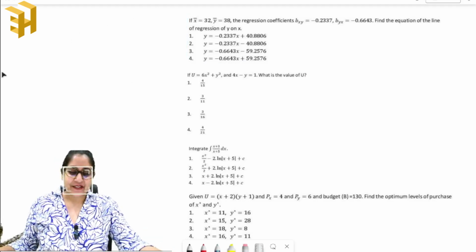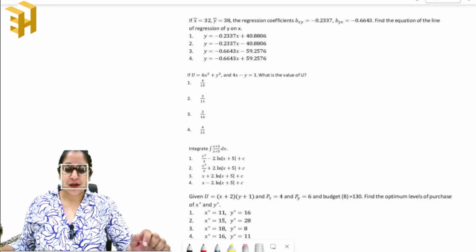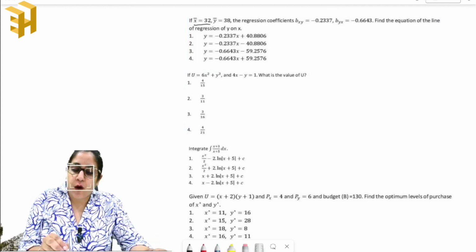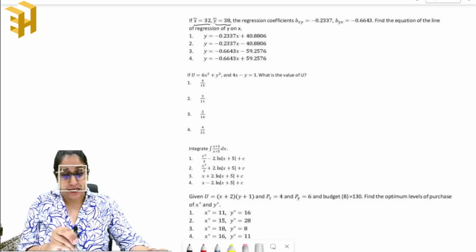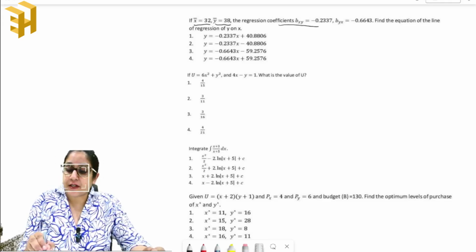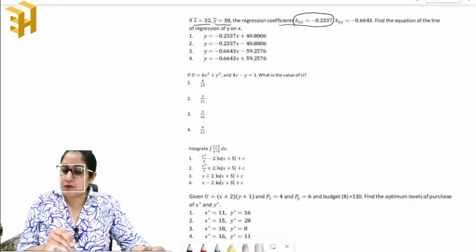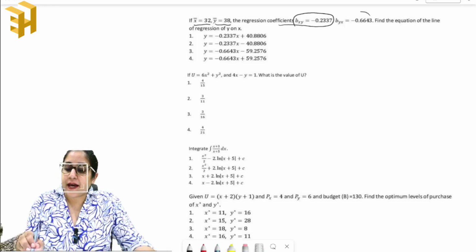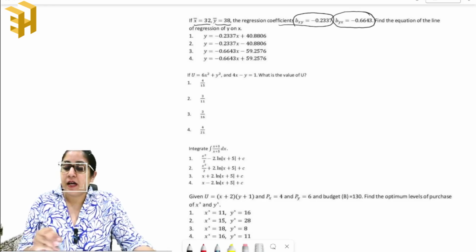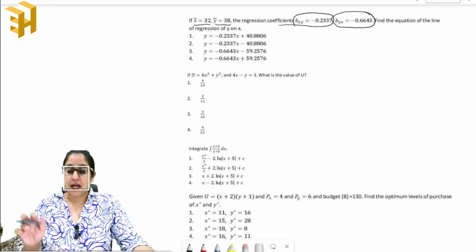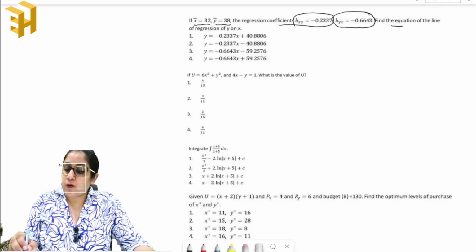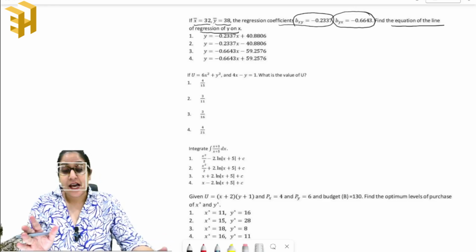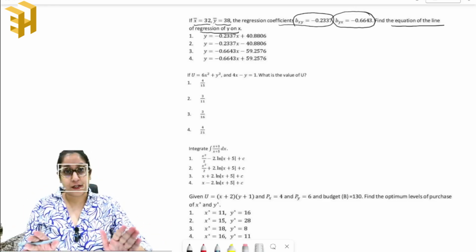So let's start. Now, in the first question, it is given that x mean is equal to 32 and y mean is given as 38. Now regression coefficients are given as bxy is equal to minus 0.2337 and byx is given as minus 0.6643. Now what we have to find is the equation of the line of regression of y on x.